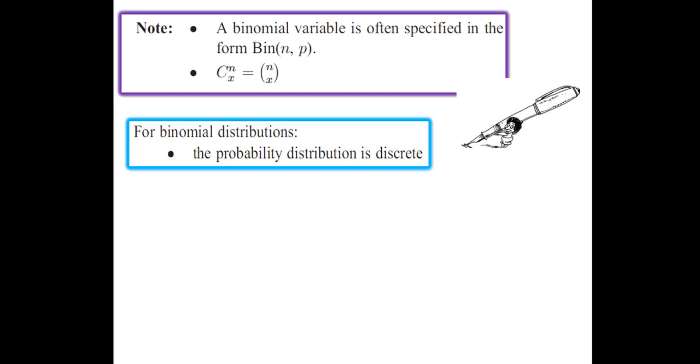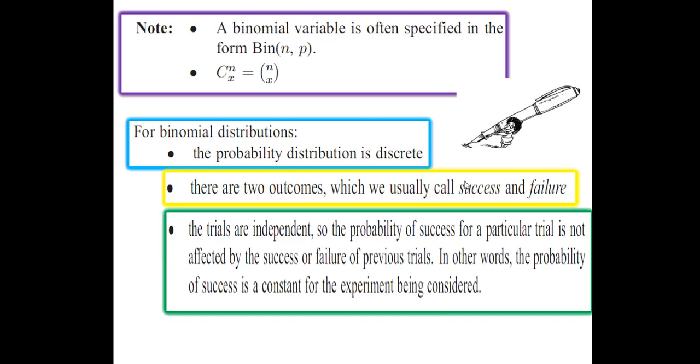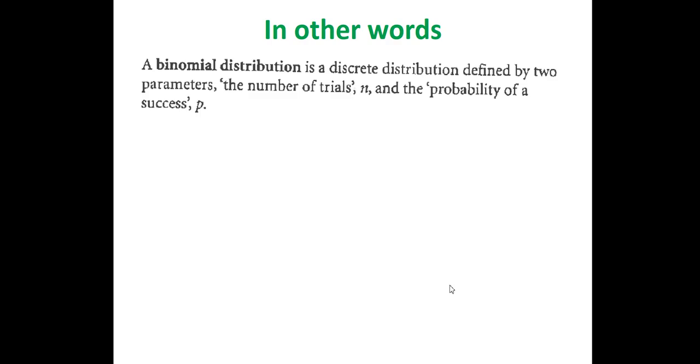So for binomial distributions, just a reminder, the probability distribution must be discrete and not continuous. There are 2 outcomes, which we usually call success and failure. The trials are independent, so the probability of success for a particular trial is not affected by the success or failure of previous trials. So anything is done with replacement. In other words, the probability of success is constant for the experiment being considered. A binomial distribution is a discrete distribution defined by 2 parameters, the number of trials n and the probability of a success p.